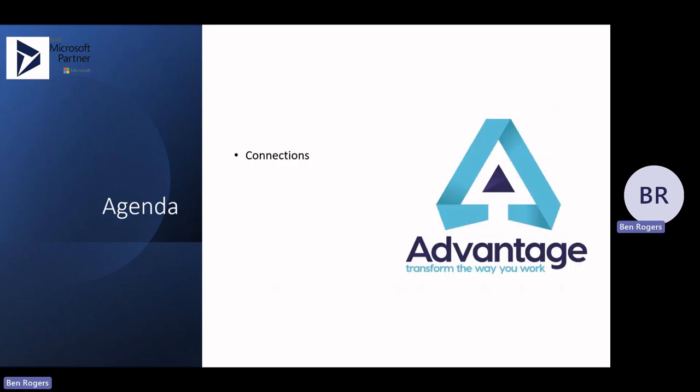The agenda: we're going to look at the connections with Sharperlight. Sharperlight can connect to both Business Central and Great Plains. It can also connect to other systems as well. So if there are other third-party systems that you work with, the chances are Sharperlight will be able to integrate with that system as well.